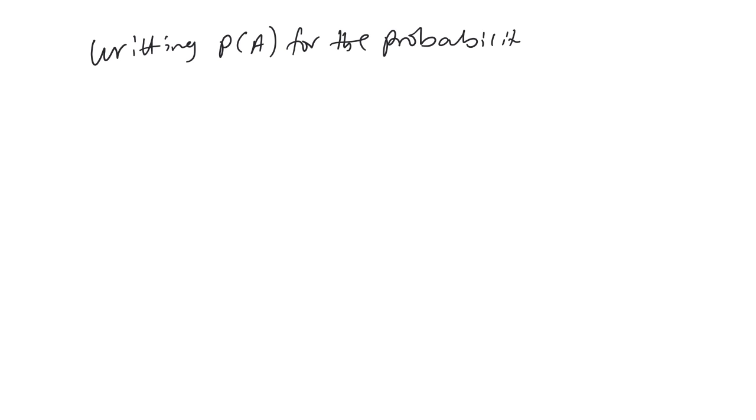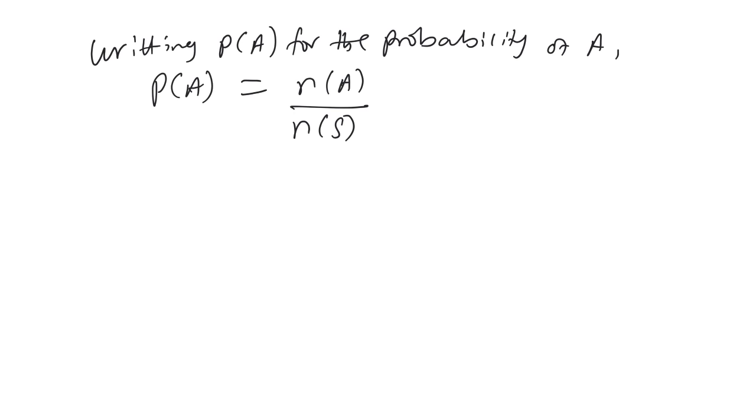Then how do we write the probability of A? Okay, let's do this. Writing P(A) for the probability of A. Then P(A), since we said, is the number of outcomes over the number of possible outcomes. Then the probability of A is the number of outcomes in the event over the number in the sample space, okay?